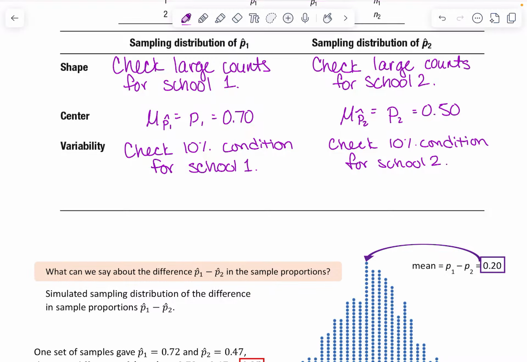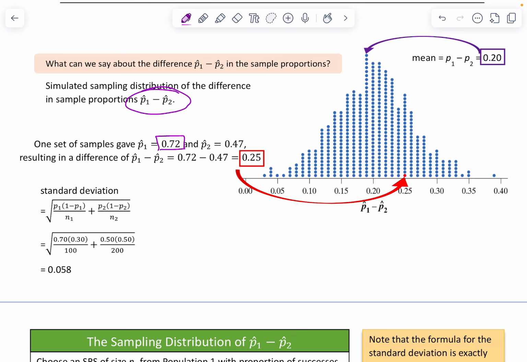Now, all this lovely, beautiful picture means is that each of these dots is no longer a P1 hat or a P2 hat. Each of these is what happens when you subtract P1 hat and P2 hat. So in one sample from school 1, we get 0.72. In a sample from school 2, we got this. So when we subtracted them, we get 0.25. That's the dot that we're plotting now. It's the difference between the two.